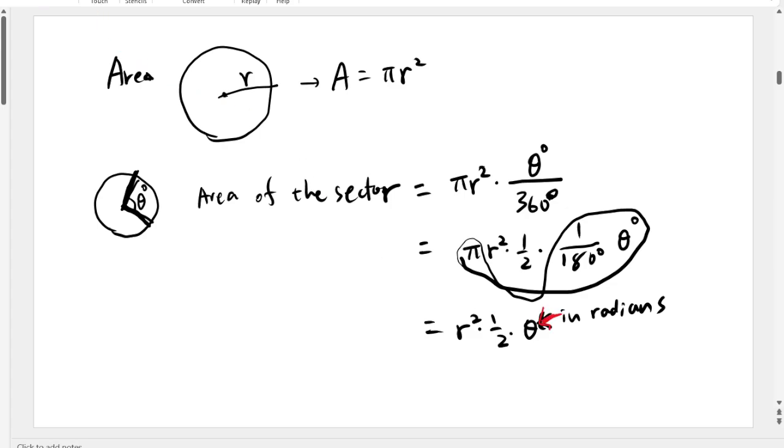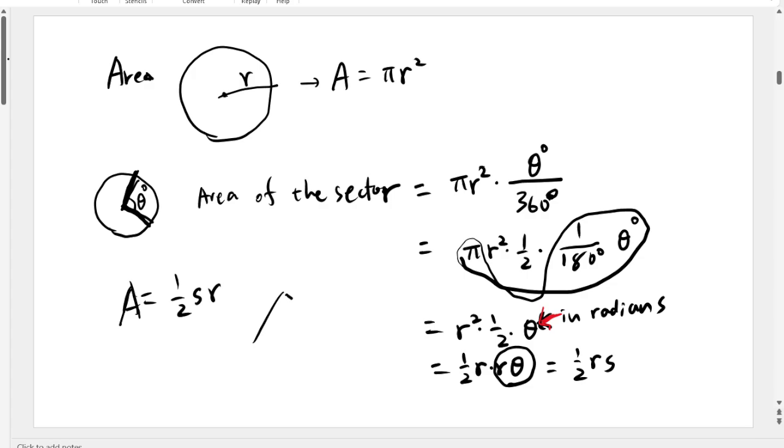So you can rewrite this as 1/2 times r squared theta. But wait, this is S over R. Theta times r is S. So you can rewrite this as 1/2 rs or 1/2 SR. So we get this formula A equals 1/2 SR.